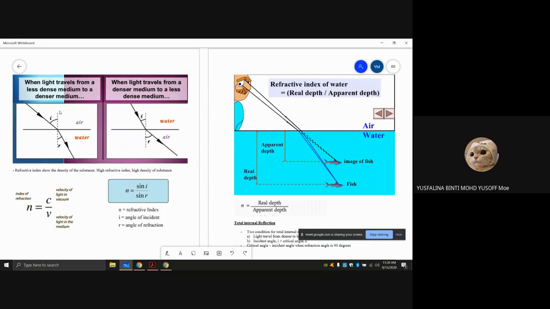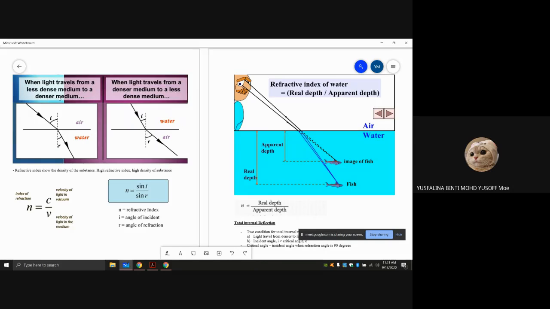Before that, I introduce first: this one is a normal line. So this is called the normal line. From the normal line to the incident ray, this angle is called the incident angle. From the normal line to the refraction ray, this angle is called the refraction angle.